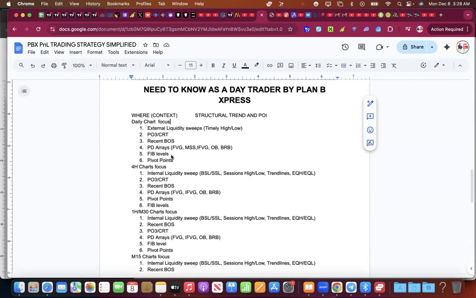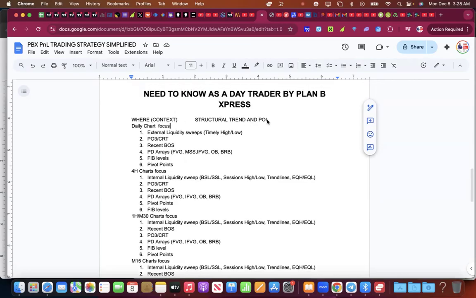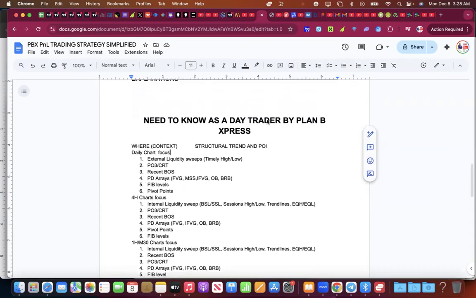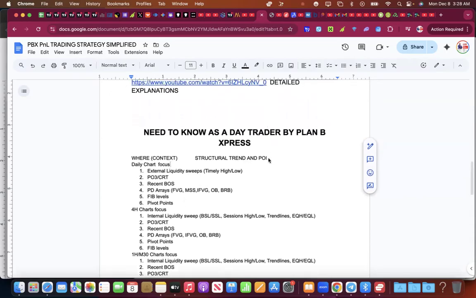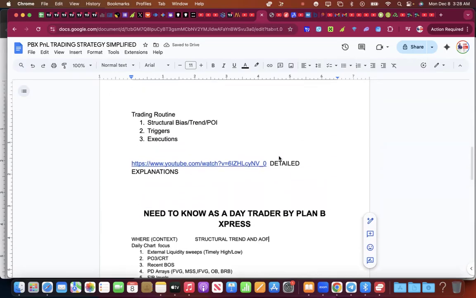So now we're in the market, and we want to look at the basic things. We said the most important aspect of the market is the structural trend and being able to spot POI. They call this one POI. For now, this system should be the area of focus.